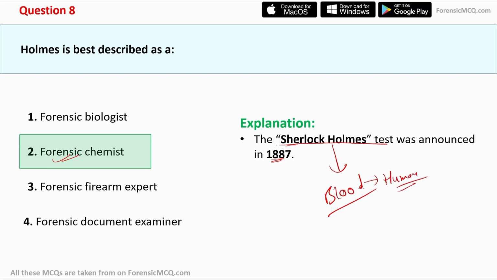So it can detect whether the blood is human or not, which was not possible in 1887, because the first test that detected human blood came in the 1900s. But you can say that it is the foundation that inspired many authors to research in that area.